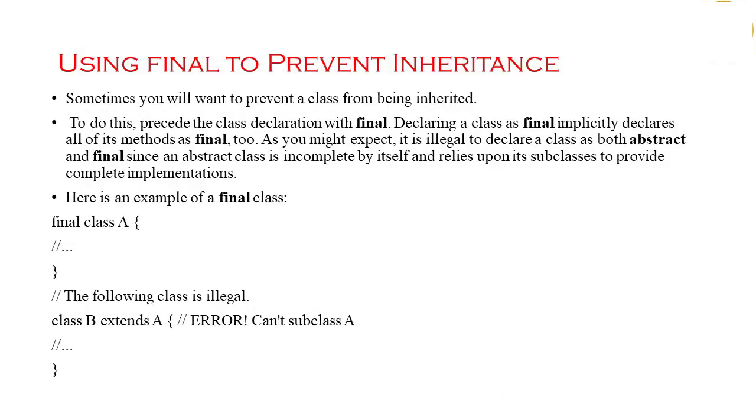Use final to prevent inheritance. Sometimes you will want to prevent a class from being inherited. In such cases, you can precede the class declaration with final. Declaring a class as final implicitly declares all of its methods as final. As you might expect, it is illegal to declare a class both abstract and final, since an abstract class is incomplete by itself and relies upon its subclasses to provide a complete implementation. Here you have a final class.